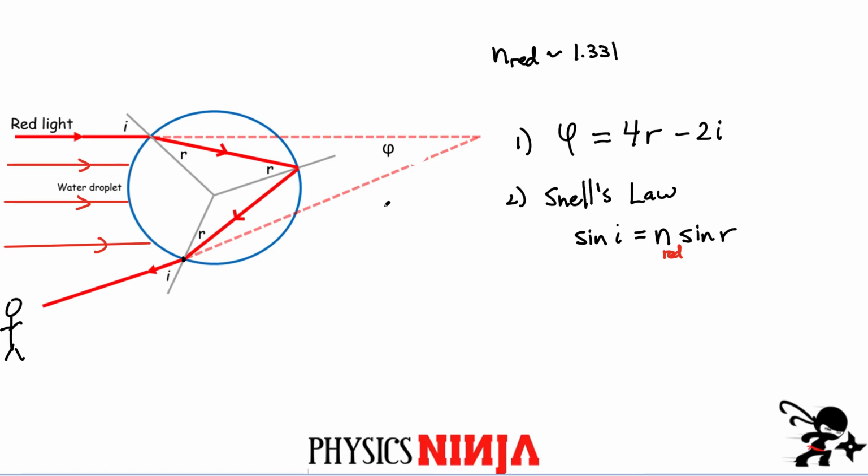So let's have a look now and start plugging numbers into both of our equations. What we're doing is substituting different angles, and let's see what happens to this angle phi. At which angle does the light actually come out of this water droplet?